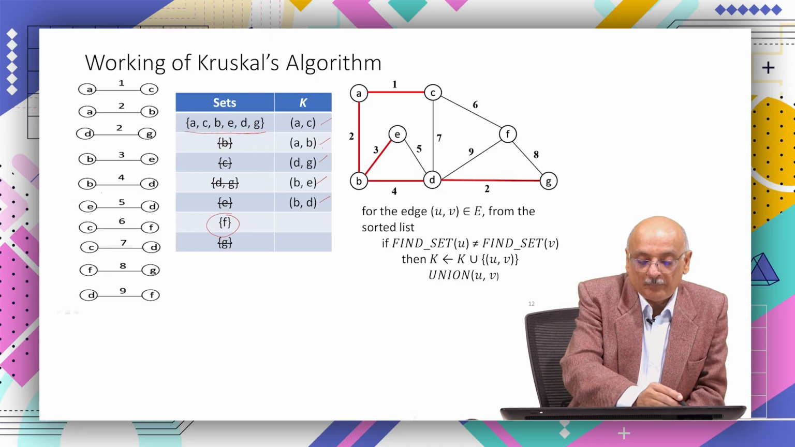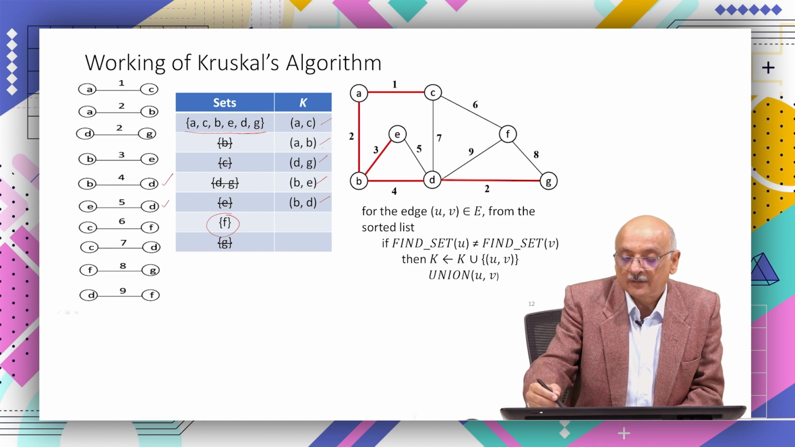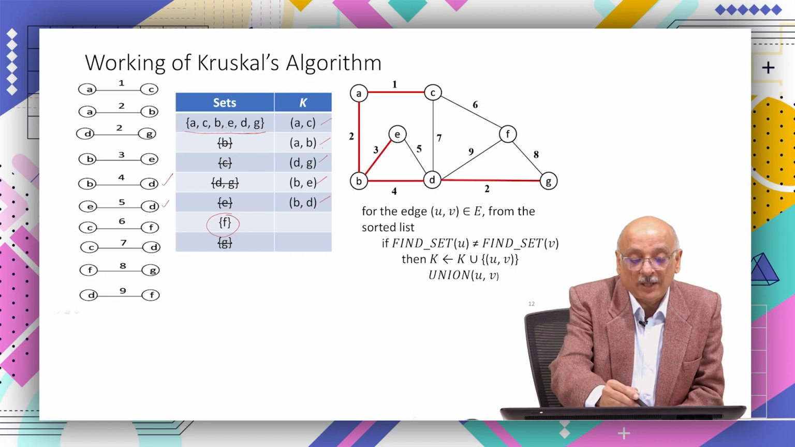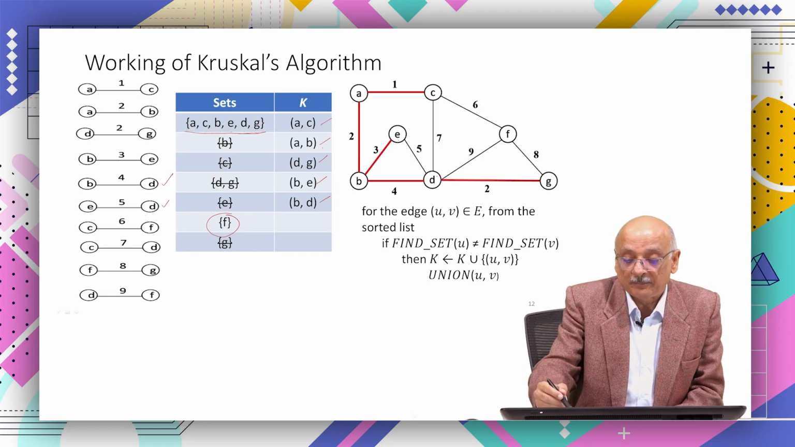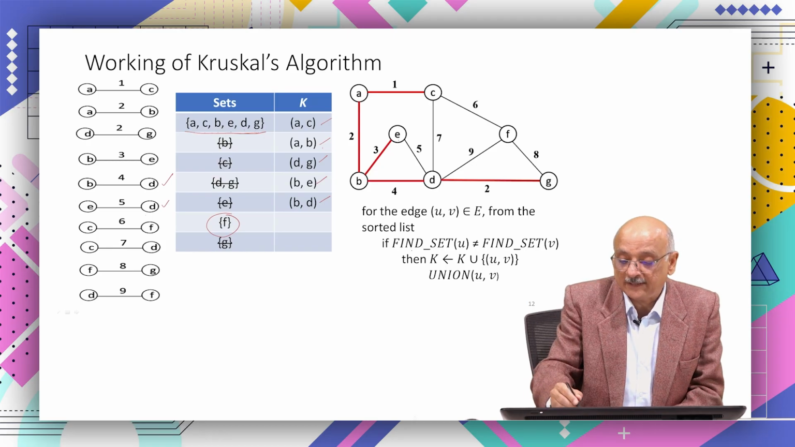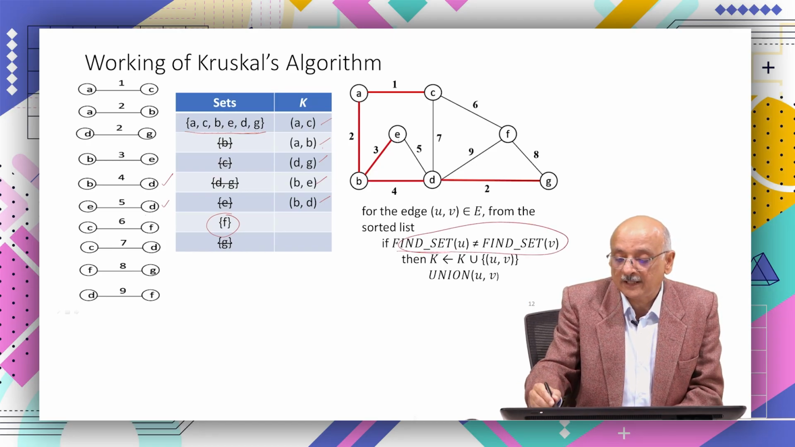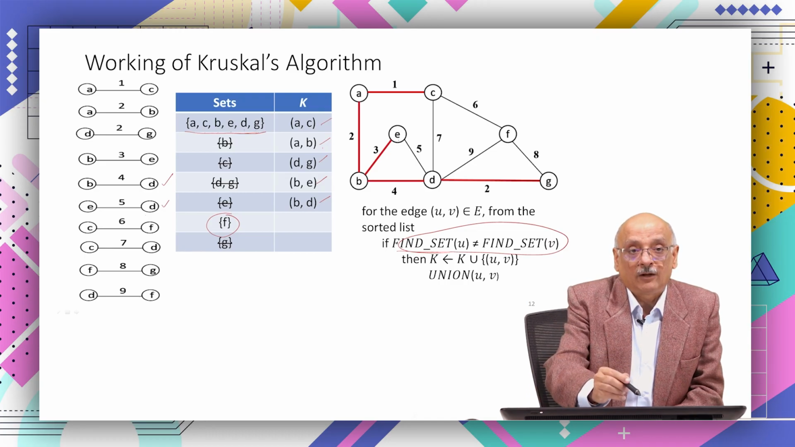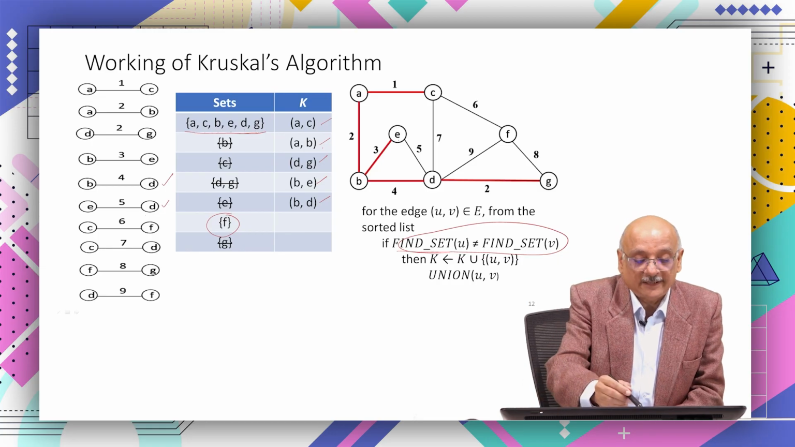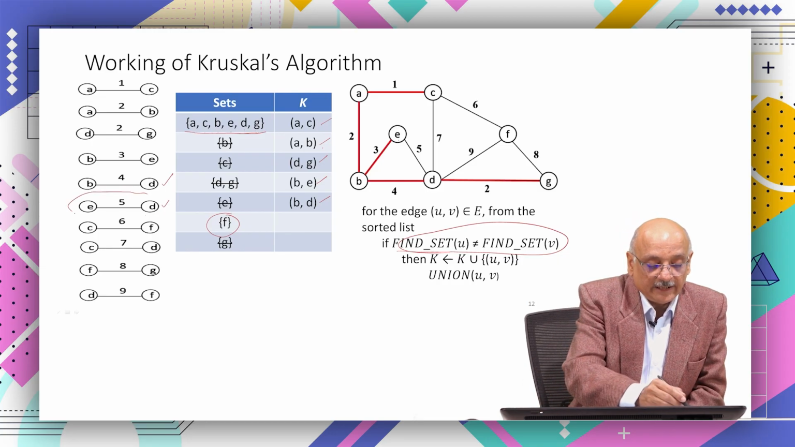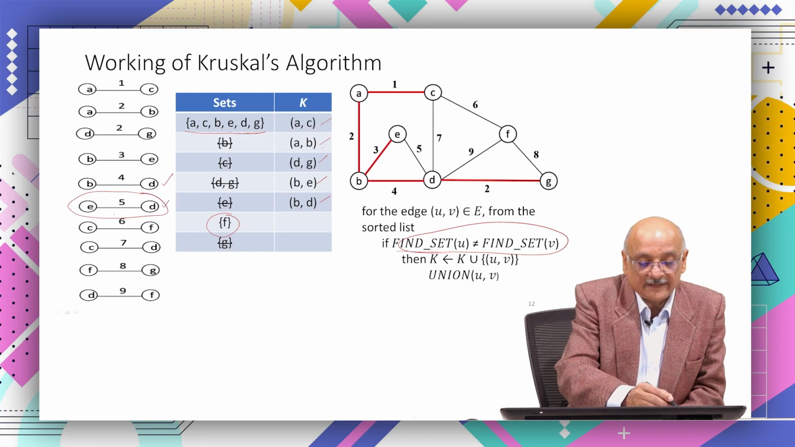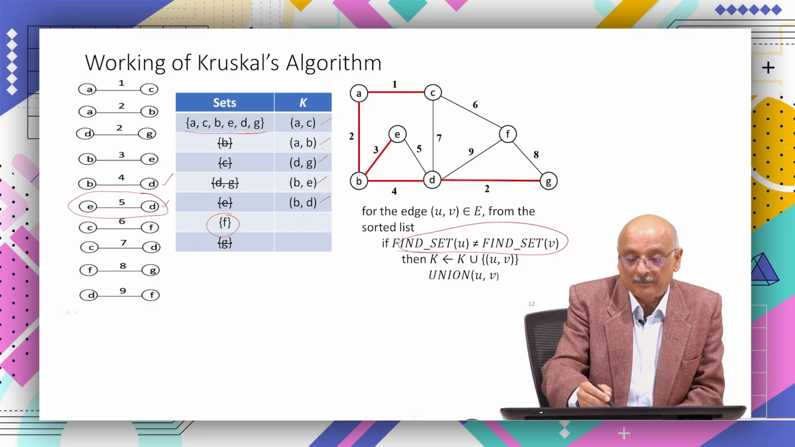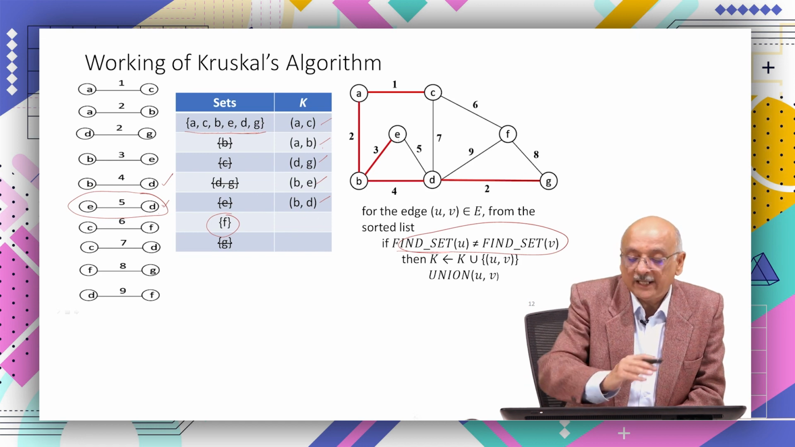At this point of time, BD has been added. So, let us look into the next one. It is ED. The ED has a node weight of 5, but E is already part of this particular set, so is D. Therefore, this particular condition is false. They are in the same set. Therefore, the new edge, ED, is not going to be added. ED will be simply ignored.